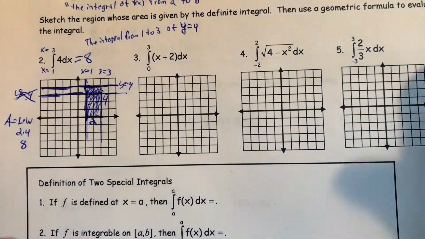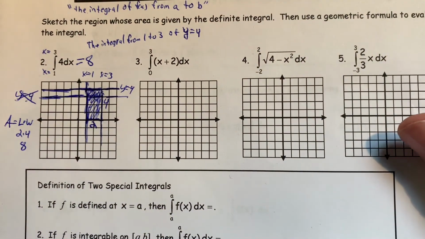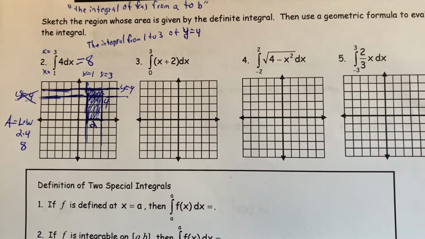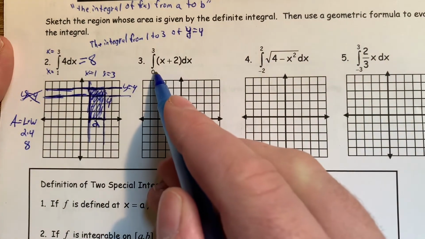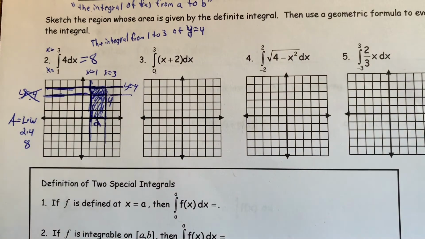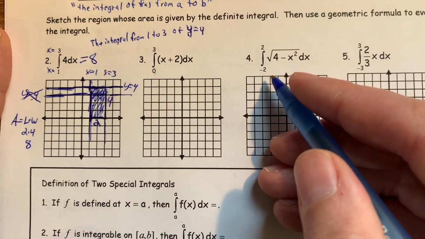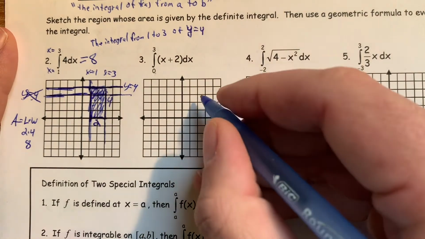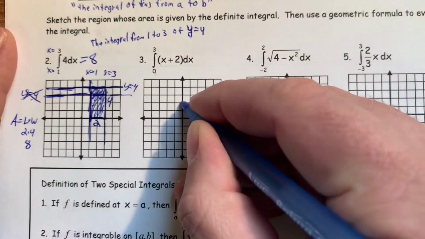Okay, I want you guys to try this next one on your own. It's a little bit different, and you're going to have to think about it slightly differently, but I think you can do it. What is the area, the integral from 0 to 3 of x plus 2, and what is that area? What is that area it's asking for? What numerically is it?